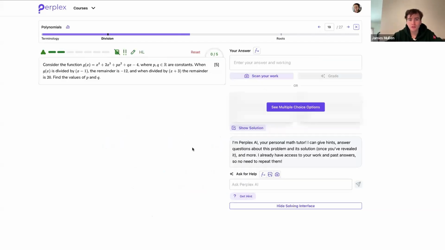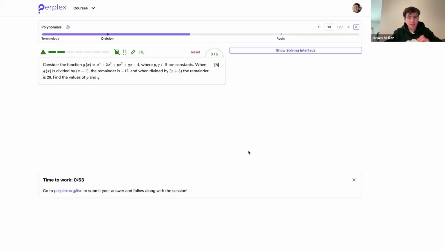Okay. All right, our first kind of IB problem now, exam style problem. So I'm considering the function g of x is equal to x to the 4 plus 2x cubed plus px squared plus qx minus 4. So I have two unknowns. I have p and q in there. But I'm told that when g of x is divided by x minus 1, the remainder is negative 12. And when g of x is divided by x plus 3, the remainder is 20.